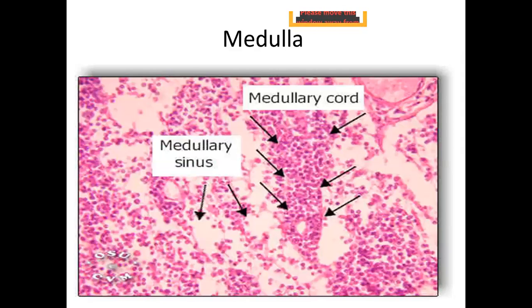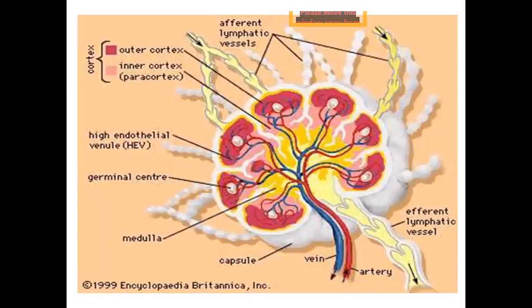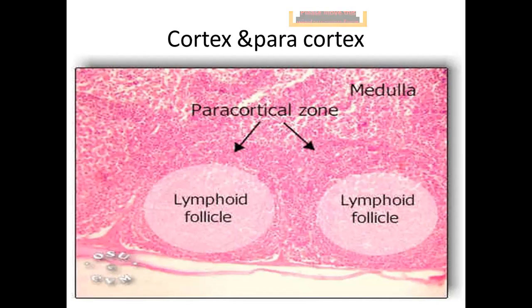So that is what concerns the cortex. It's the house of the lymphoid nodules, both primary and secondary, the secondary having a germinal center at its center.